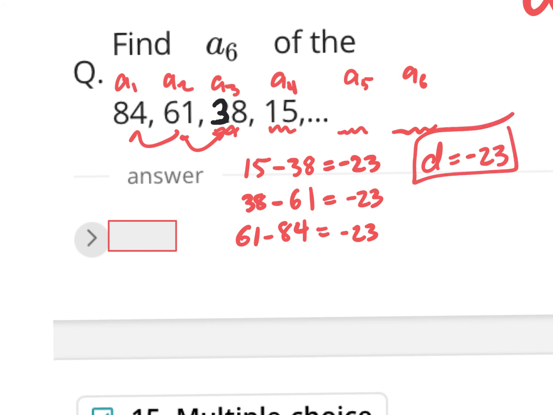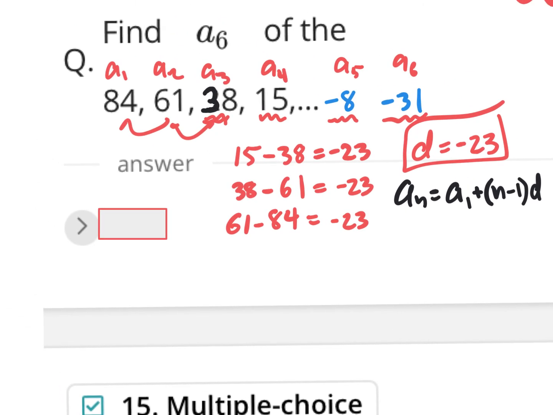So instead of using the a sub n rule, since you're only a couple of spaces away, let's just understand that you're subtracting 23 on each term, right? 84 take away 23 is 61. 61 take away 23 is 38. 38 take away 23 is 15. 15 take away 23 on a calculator is negative 8. So I have negative 8 right here. And the last one, negative 8 take away 23, again on a calculator, is negative 31. So that is your answer right there, negative 31.